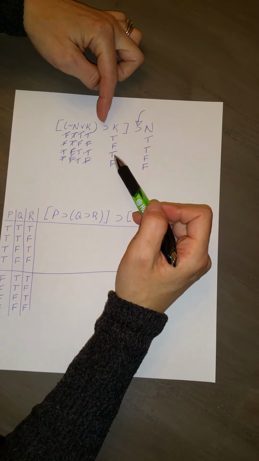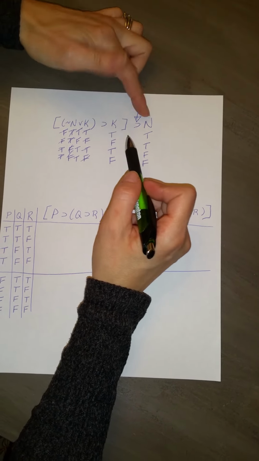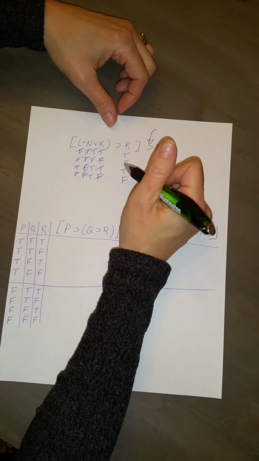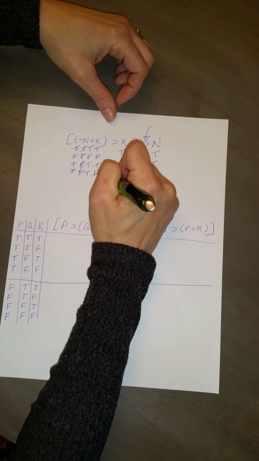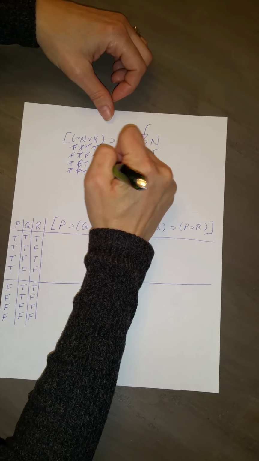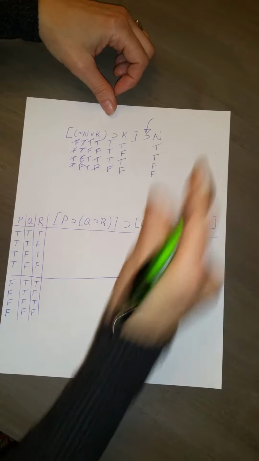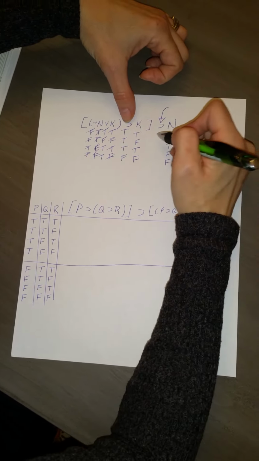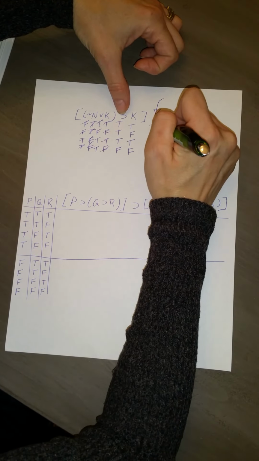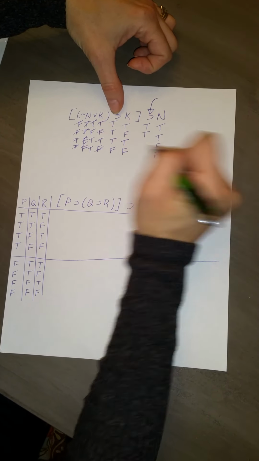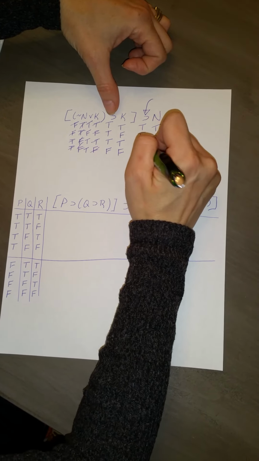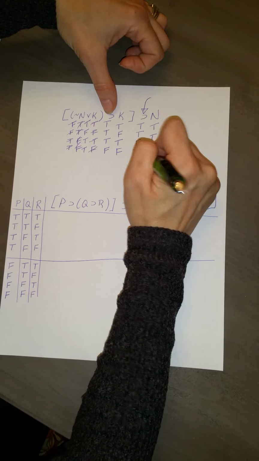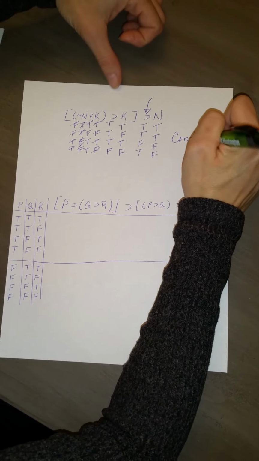So now we just have to do this conditional before we can do the main operator. And again, for the horseshoe, it's only false when the left is true and the right is false. So that's this case here. And then the rest are true. Okay. And now the last thing is, again, the conditional. We have true horseshoe true is true. True horseshoe true is true. True horseshoe false is false. And false horseshoe false is true. So this statement is contingent.